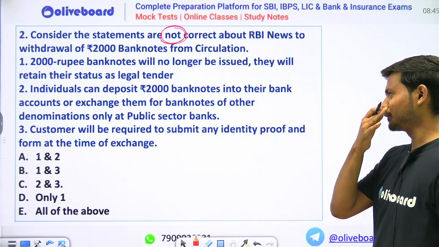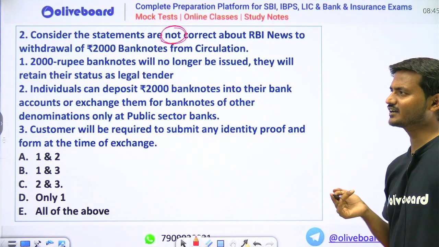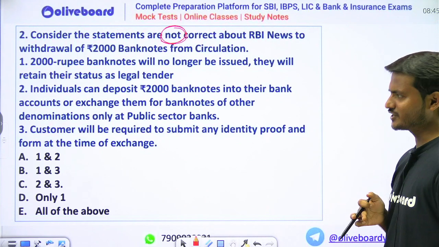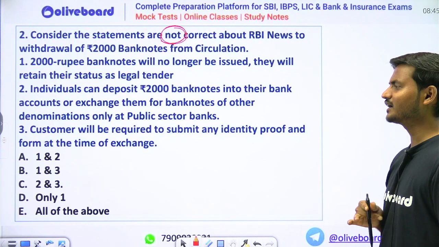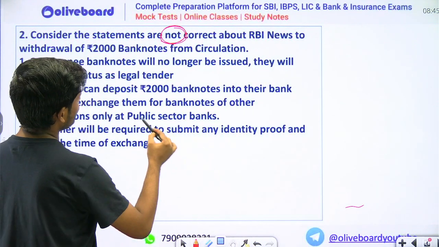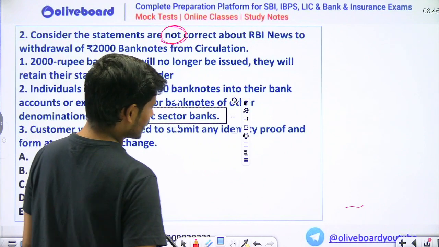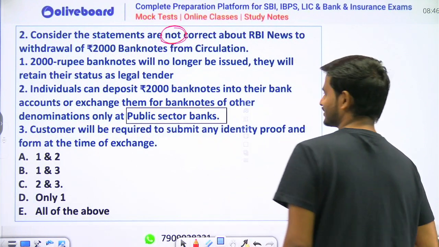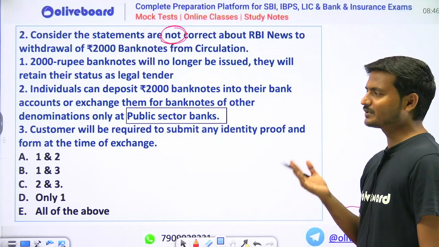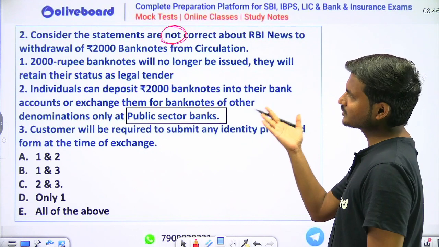The first statement is: 2000 rupee notes will no longer be issued, but they will retain their status as legal tender. Second: individuals can deposit 2000 rupee bank notes in their bank account or exchange them for notes of other denominations only at public sector banks. See, sometimes the options or the questions automatically give you the answer. What would the private sector bank do if the denomination is only accepted in public sector banks? Obviously the private sector bank can also exchange this note. So yes, 2 is not correct.